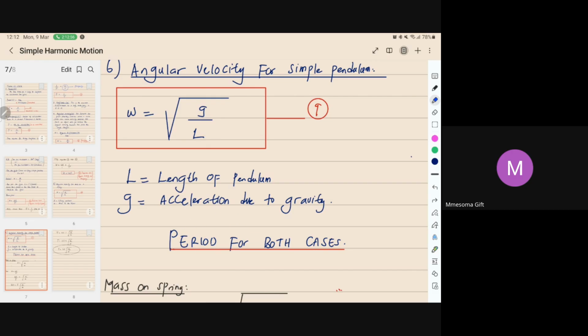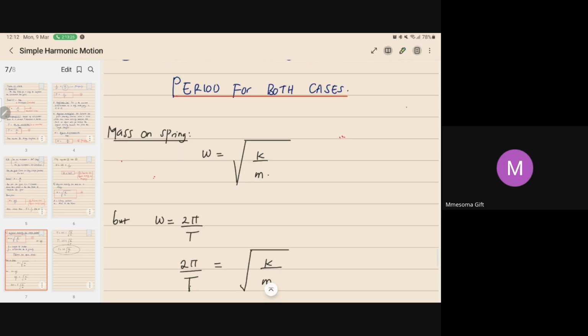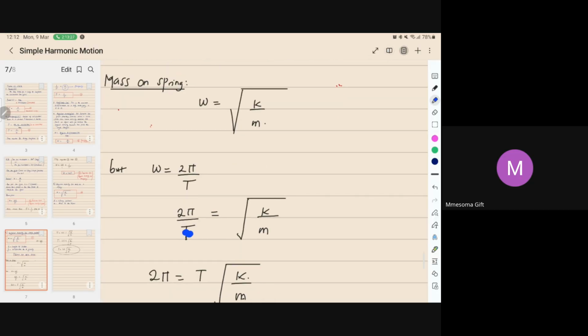That's the time it takes the pendulum to complete one cycle. Like, how do I calculate the time that it takes the simple pendulum to complete one cycle? And how are we going to do that? We've estimated something that for one cycle, for your circular motion, W will be 2 pi over T. So now when I plug in W, 2 pi over T, I can easily calculate for T by making T the subject of formula.